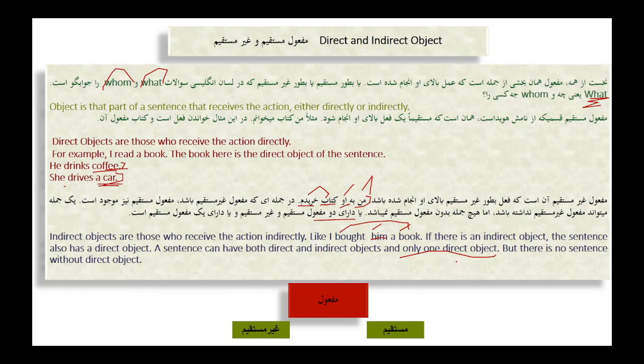It can have only one direct object, but there is no sentence without a direct object. It can be without an indirect object, but it cannot be without a direct object. So this is the graph of the object and types of the objects, right? We have an object, so we have direct object and indirect object.